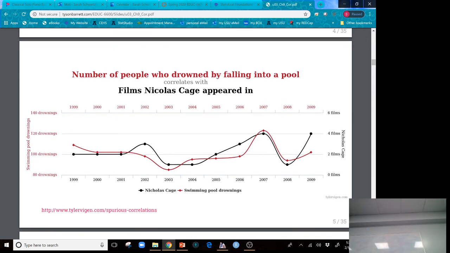here's some data. I feel like I'm falling asleep in here because it's too dark. It's a little better.